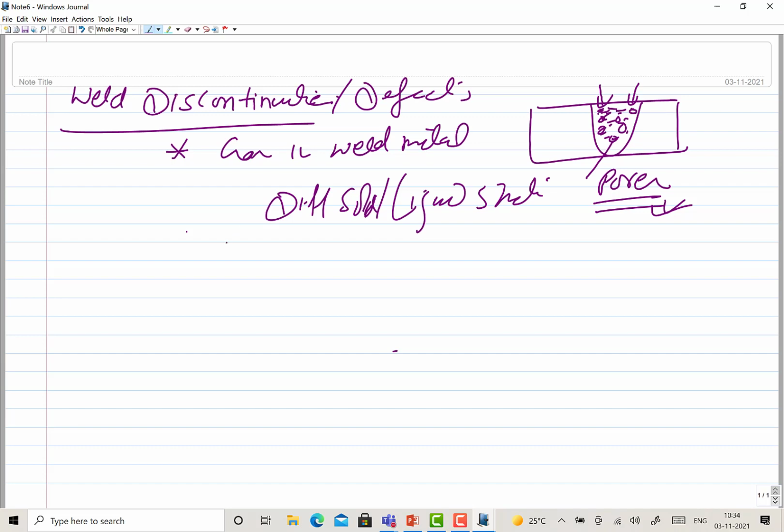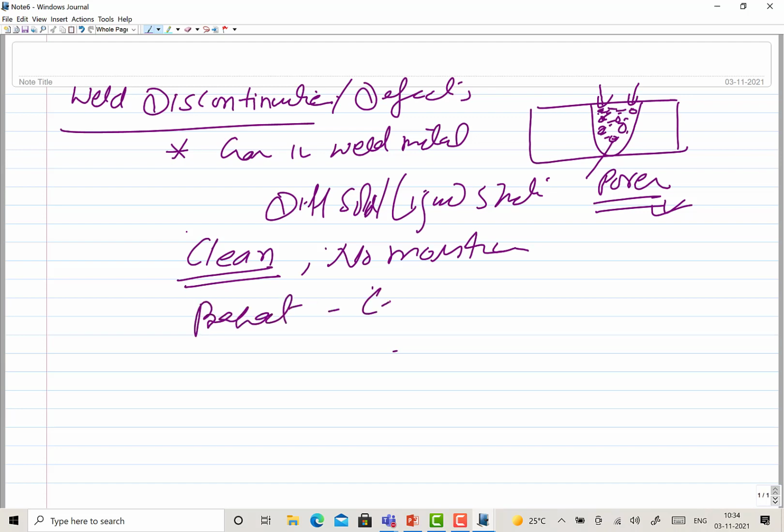So as a correction method, we clean the surfaces, so there are no impurities and no moisture from the electrode or the gases. Okay. And then, if possible, you can preheat the plates so that your cooling rate is reduced during the welding. That reduced cooling rate is increasing the solidification time and the tendency for escaping of the gases from the molten metal. Okay. So the porosity tendency is reduced.